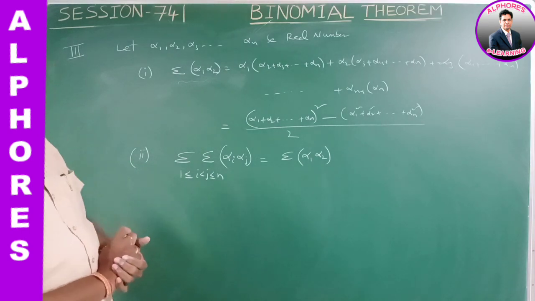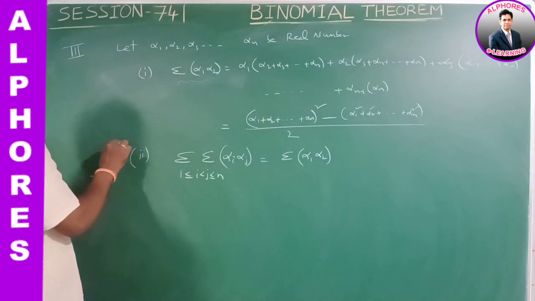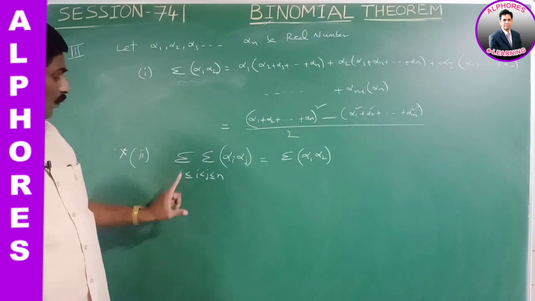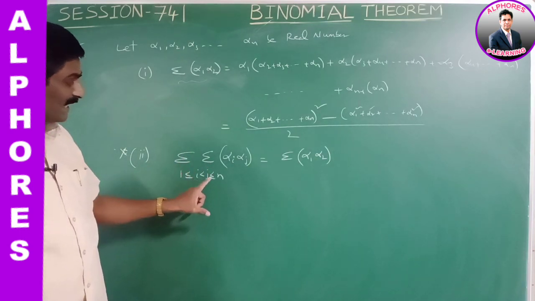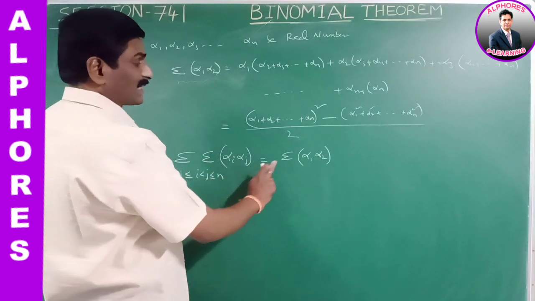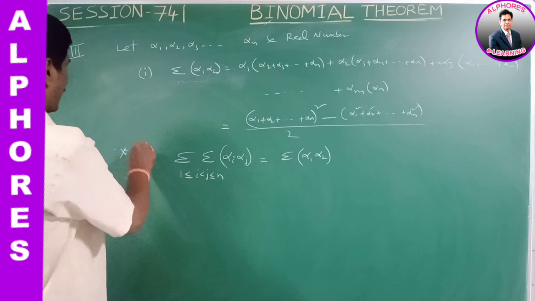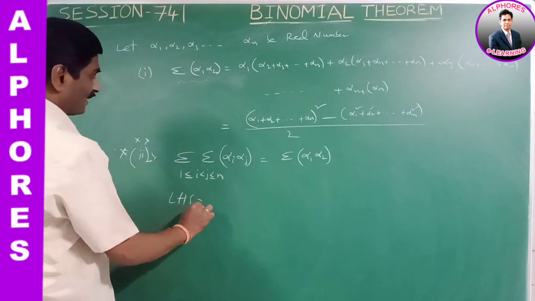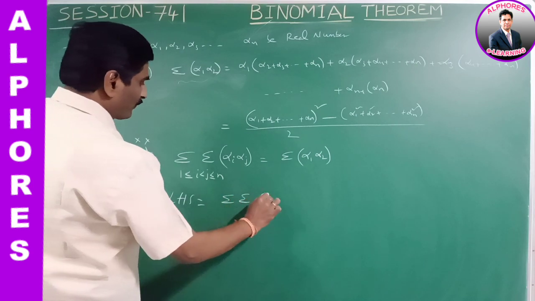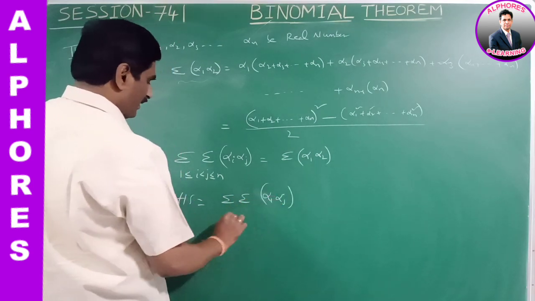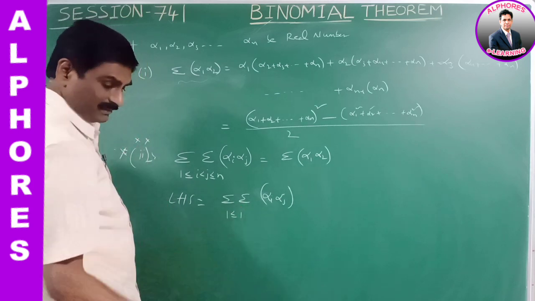Okay? Next, very, very important, second point. Please note this value. Double sigma of 1 less than or equal to i less than j less than or equal to n, alpha suffix i into alpha suffix j is nothing but sigma alpha 1 alpha 2. Very, very important. Here what is the LHS? LHS is equal to double sigma of alpha suffix i into alpha suffix j, with 1 less than or equal to i less than j.